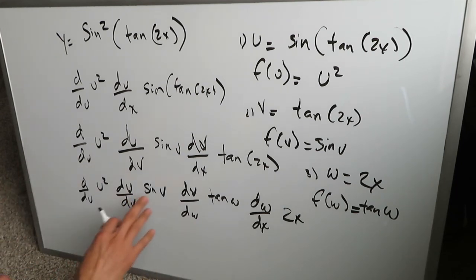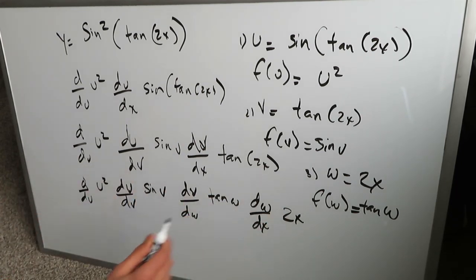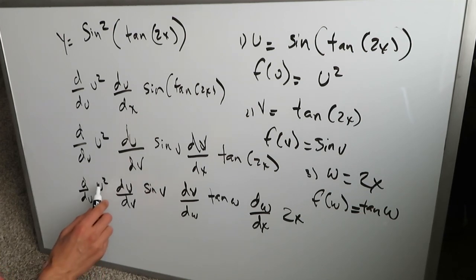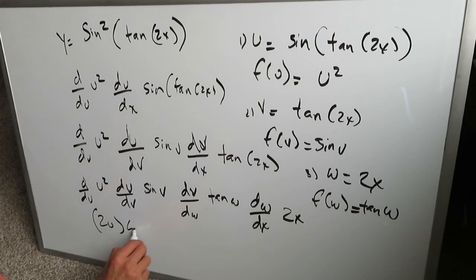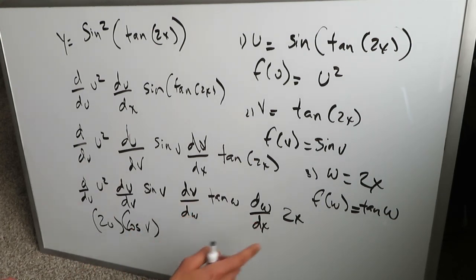Yes, I know I haven't addressed these in my videos, but I will in the future, and you will see all of this come into play. The derivative of u squared will be 2u. The derivative of sine v will be cosine v. And we still have to plug in these u's, v's and w's at the end. The derivative of tan w would be secant squared w. The derivative of 2x is just a 2.